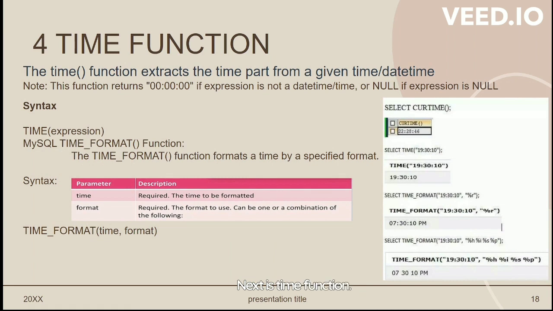Next is time function. The time function extracts the time part from a given time or datetime. This function returns 0 if the expression is not a datetime, or null if the expression is null. Syntax: time expression. MySQL time format function. Time format formats a time by a specified format. Syntax parameters: time, required, the time to be formatted; format, required, the format to use, which can be one or a combination of the following. So the SQL function is time format. On our right side, you can see the format of the time function. So that's all. Thank you.